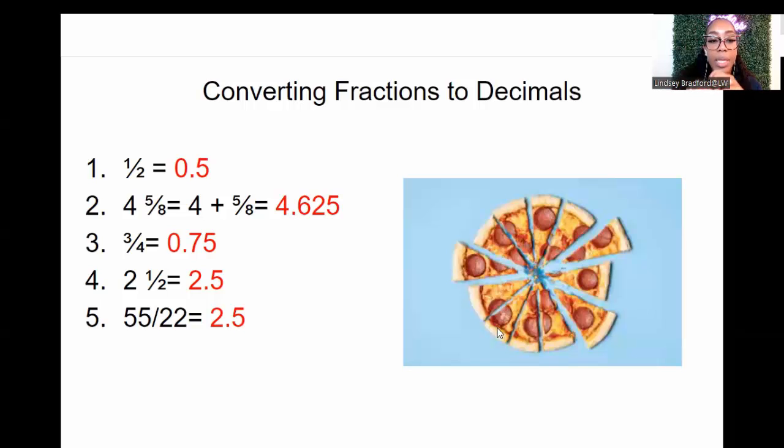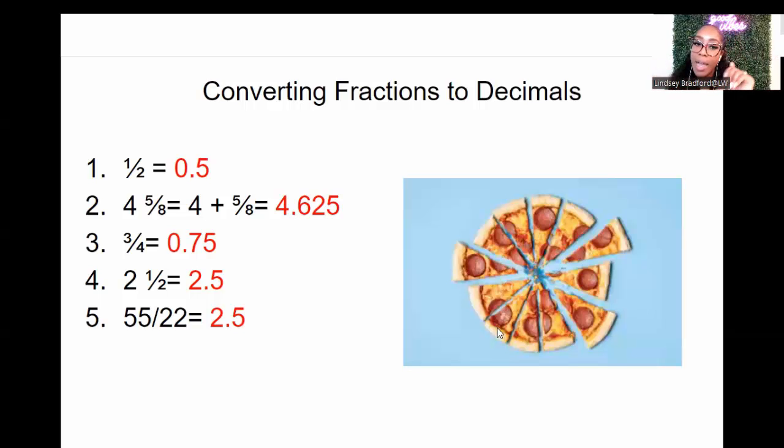And then number 3 is the numerator divided by the denominator again. So we're going to do 3 divided by 4, which is 0.75. Okay. 4 is going to be 2 plus 1 divided by 2, 2.5. And then the very last one is 55 divided by 22, and that's going to give us 2.5.